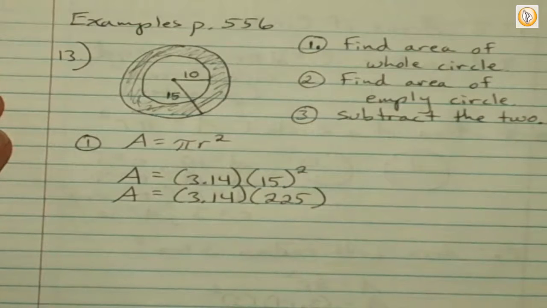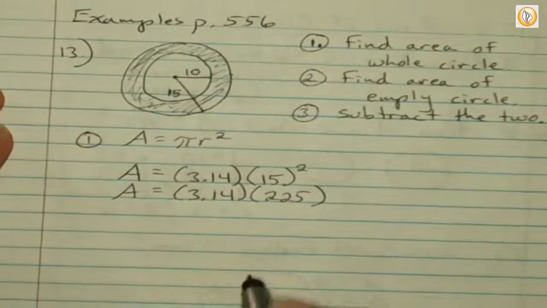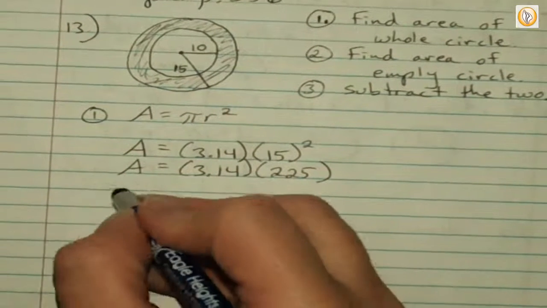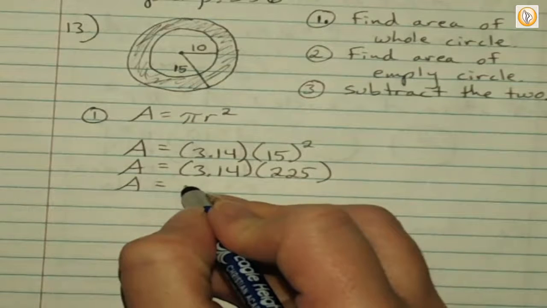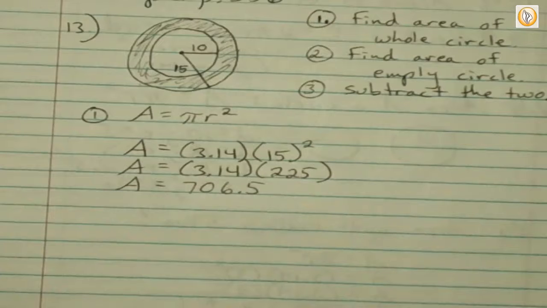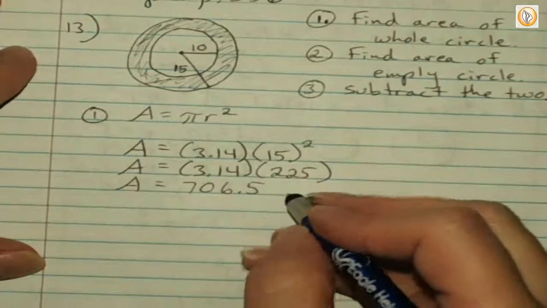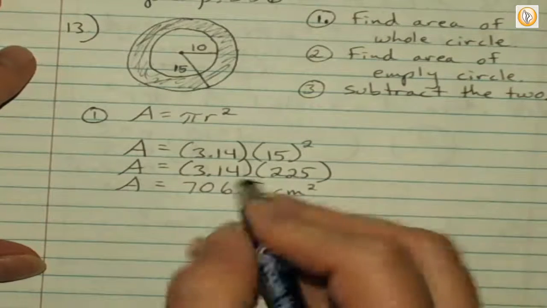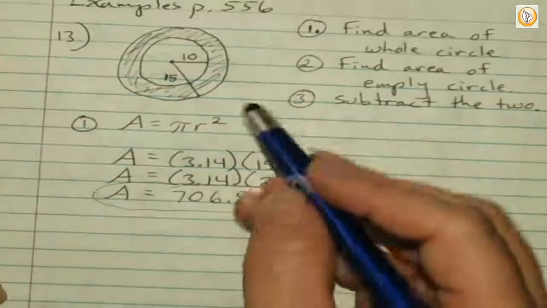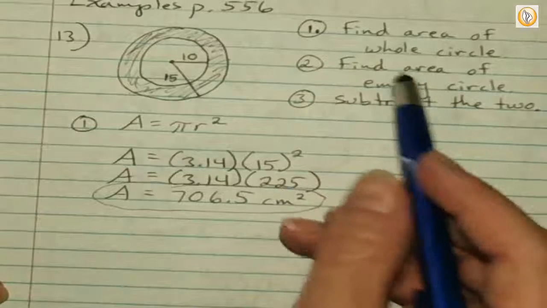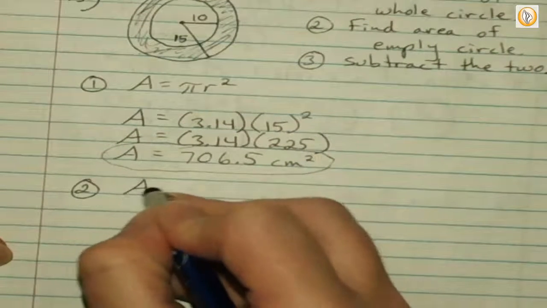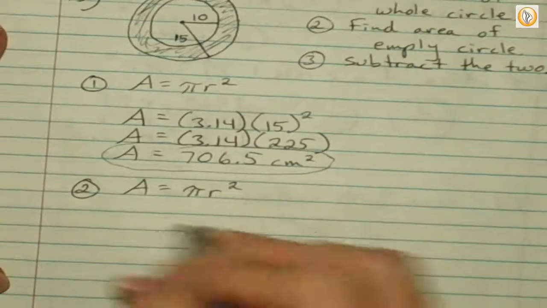Now you multiply the two. And you get what? 706.5. And it's centimeters squared. I'm going to circle it, but I'm not done yet. That's just the area for the whole thing. Now step two says find the area of the empty one. Again, that's area equals pi r squared.